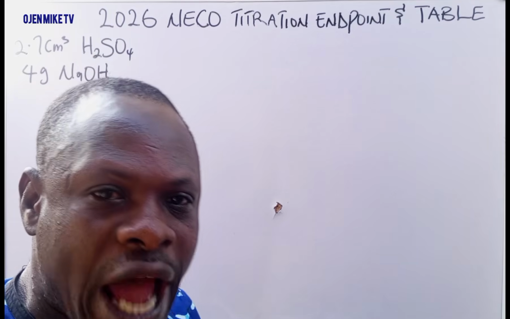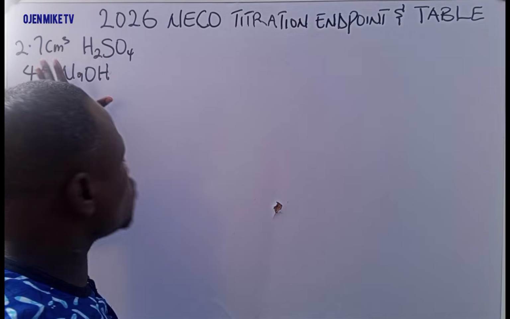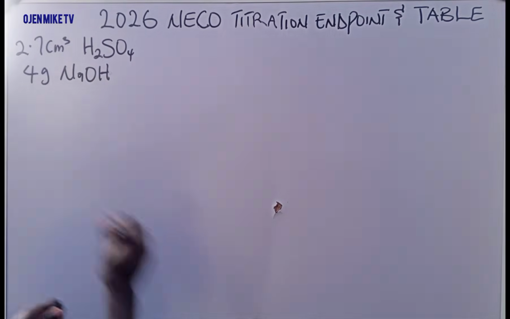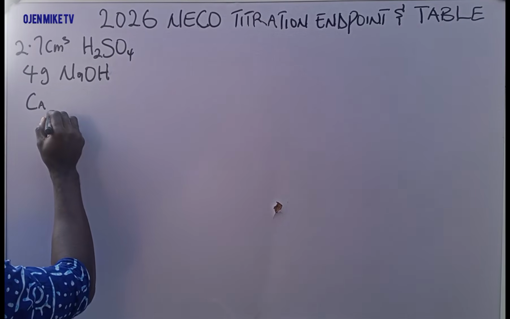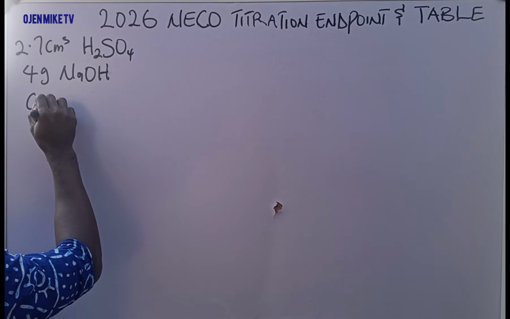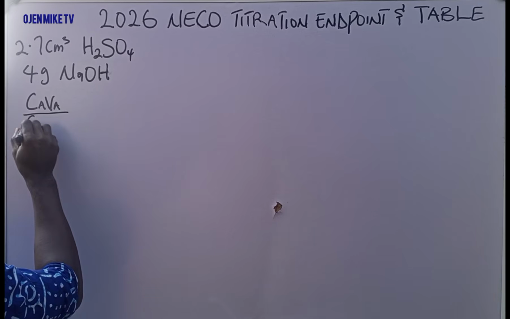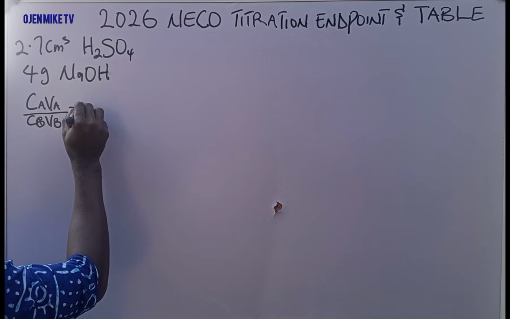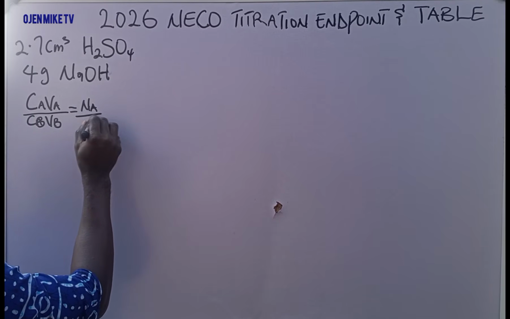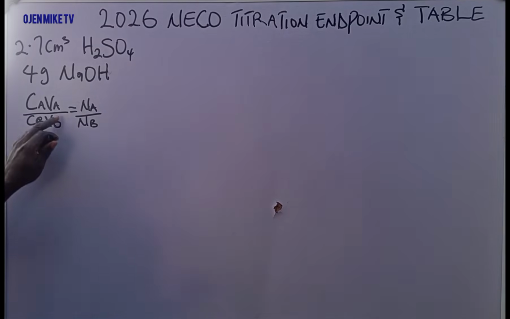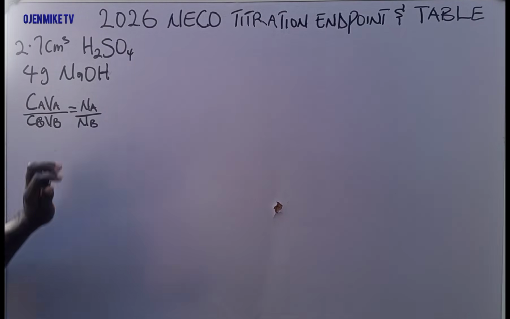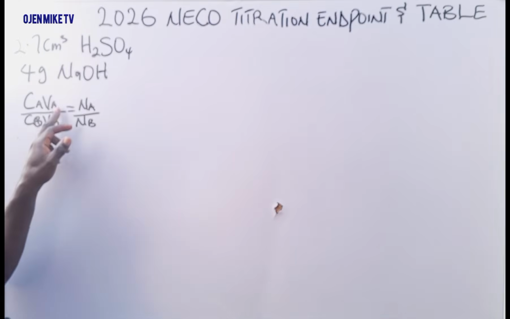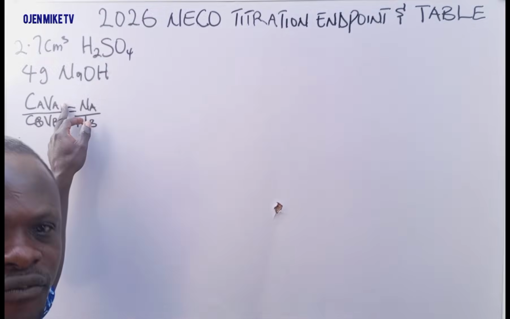So we want to use the calculation aspect to determine the endpoint of these two substances. Firstly, the formula we are going to use is concentration of acid times volume of acid over concentration of base times volume of base is equal to mole ratio of acid over mole ratio of base. We are going to make volume of acid the subject of the formula, because the endpoint is the average volume of acid.